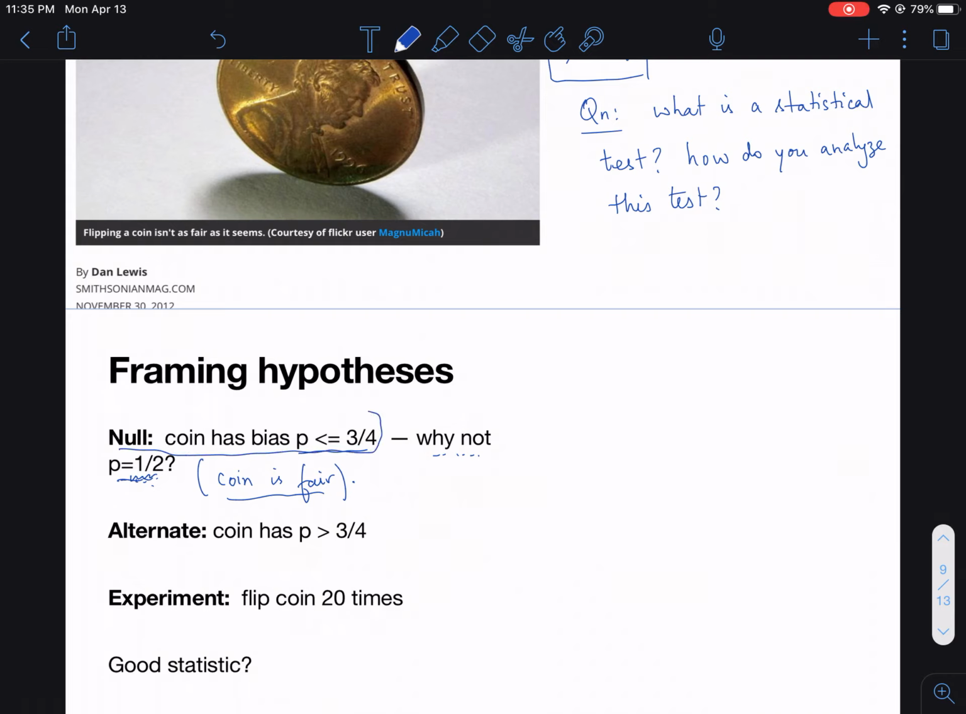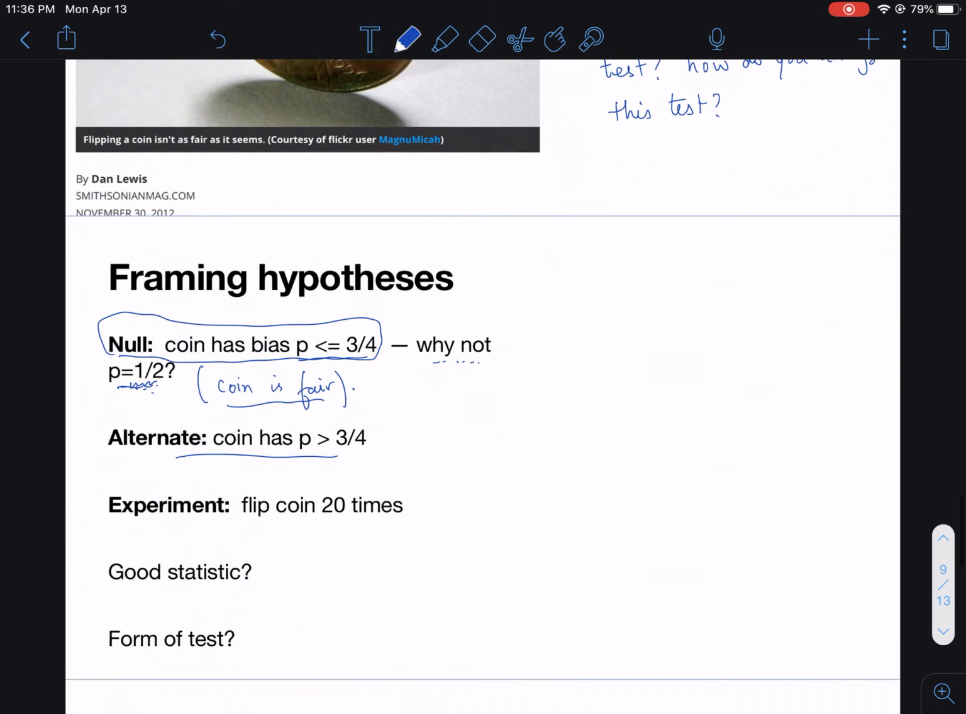So your null hypothesis is that the coin has a bias p which is smaller than or equal to 3/4, and your alternate is what the person claims, which is that the coin has p which is more than 3/4. And what is a natural experiment that you would do? Of course, you toss the coin a bunch of times. Let's say we toss the coin 20 times.